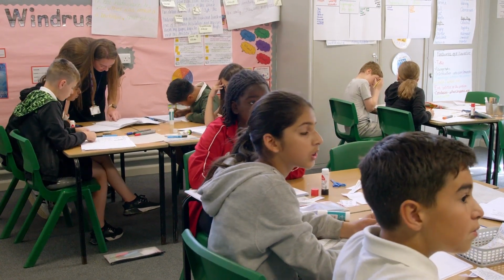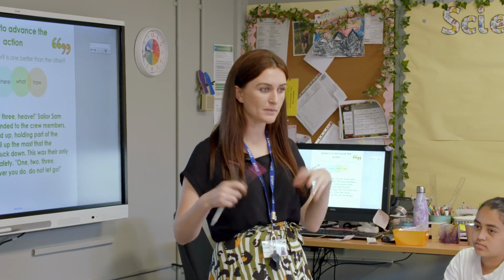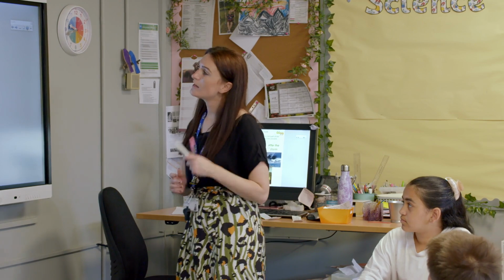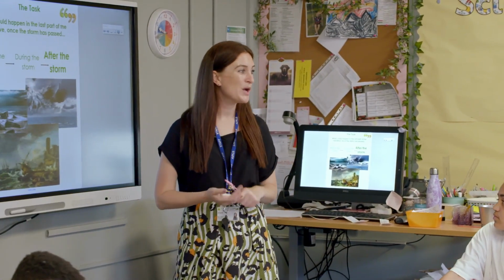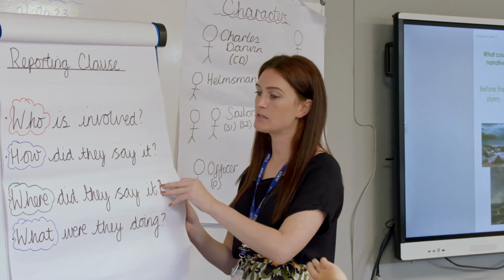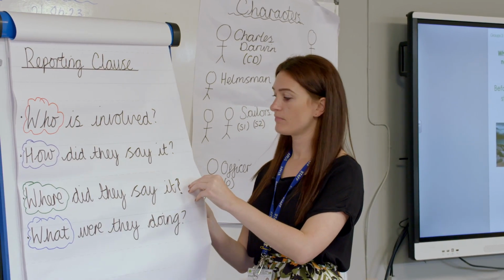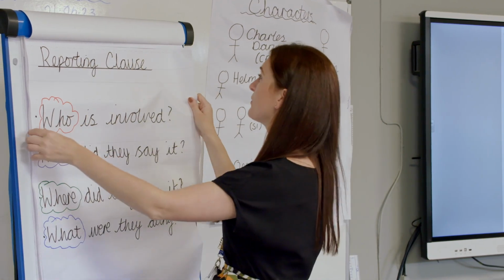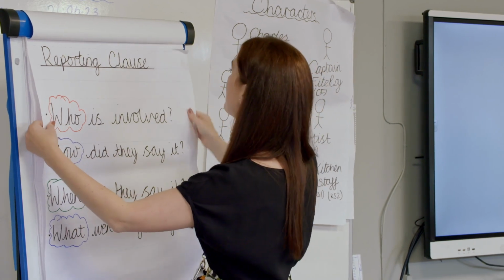Brilliant. Right. Groups 2 and 3, let's come together and look at the task today. Okay, so as you know, we've looked at before the storm happened. We've completed the middle bit during the storm, and now we want to focus on after the storm. So what could be happening during this part? What could be happening in this part? Because the storm's passed. The storm has passed now. Can you have a discussion with the people next to you? What could be happening in this part?